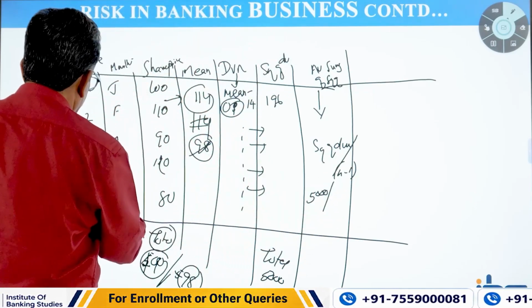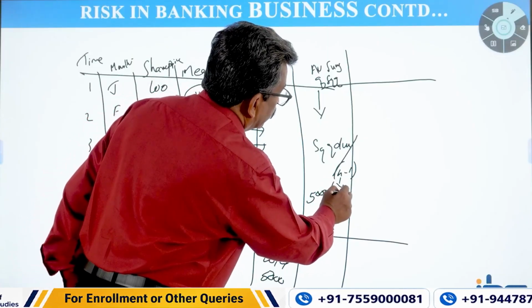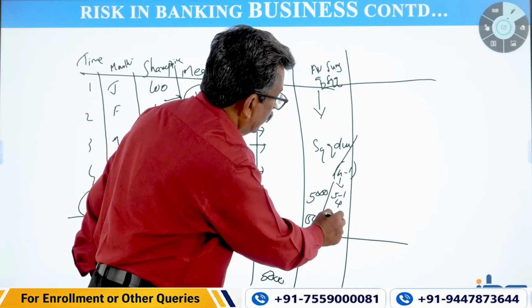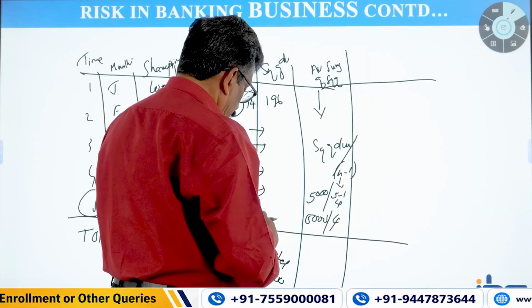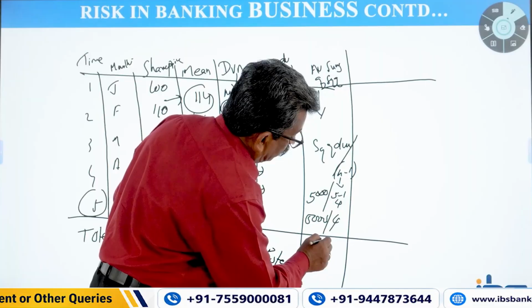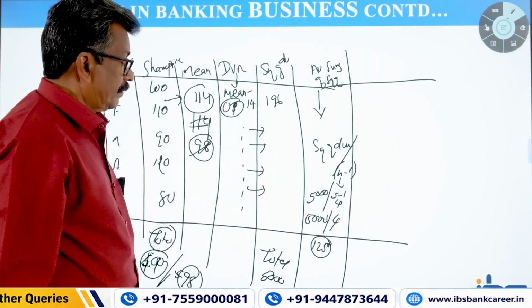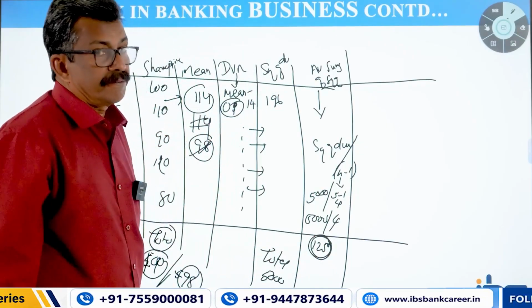Here n is 5, 5 months, so n minus 1 is 4. So 5,000 divided by 4, 1250 is the average sum of square of deviation.